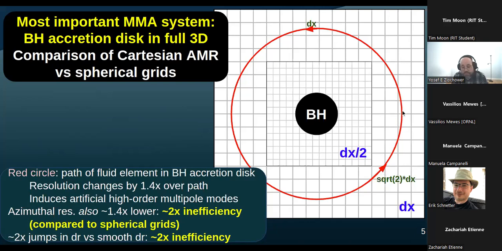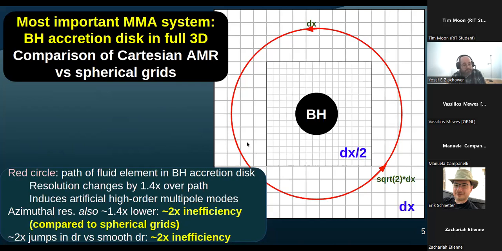Basically, we're throwing away this high resolution here for when we get to the low resolution here, when it comes to modeling these, say, sharper features, if you will. But it also applies to smooth features as well. We can also look at this just in one direction, the polar direction. If we also look at the azimuthal resolution, it's also a factor of 1.4 lower because of the cubic nature of the Cartesian cells.